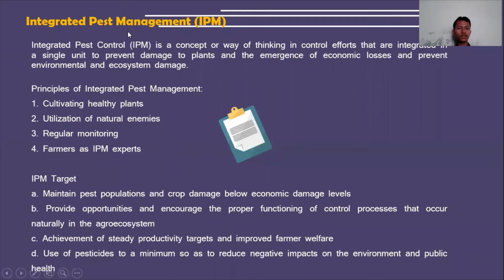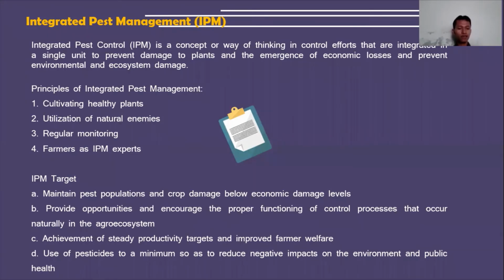Integrated pest management. Integrated pest control is a concept or a way of thinking and control effort that are integrated in a single unit to prevent damage to plants and the emergence of economic losses and prevent environmental and ecosystem damage. Principles of integrated pest management. 1. Cultivating healthy plants. 2. Utilization of natural enemies. 3. Regular monitoring for farmer as IPM expert.